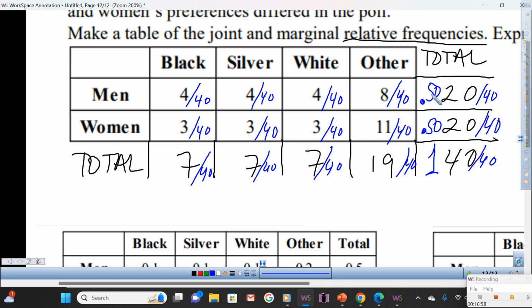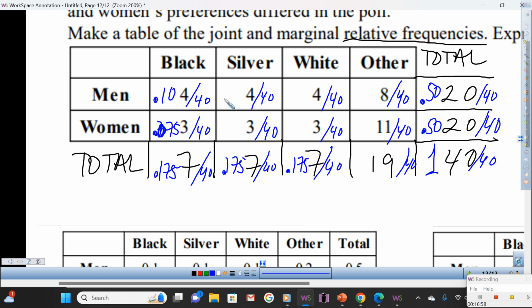All right, so 0.50, 0.50, 1. Let's see. What'd you get for 4 over 40? You should have gotten 0.10, yes? Yep. And 3 over 40 is what? 0.075. So that means 7 is 0.175. I'll do that three times.